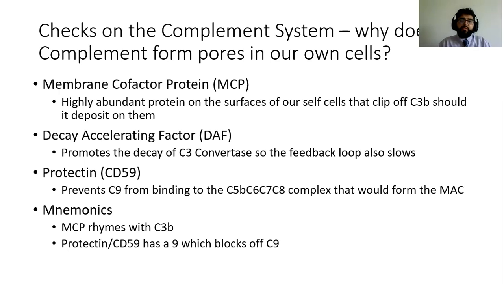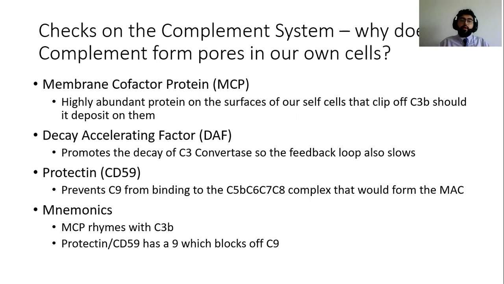There's something else called decay accelerating factor, DAF. This attacks C3 convertase itself. If C3 convertase is present on a self cell, this DAF will essentially render the C3 convertase useless. And if there's less C3 convertase, less C3 is being broken down. So it also acts as a brake on the feedback loop.